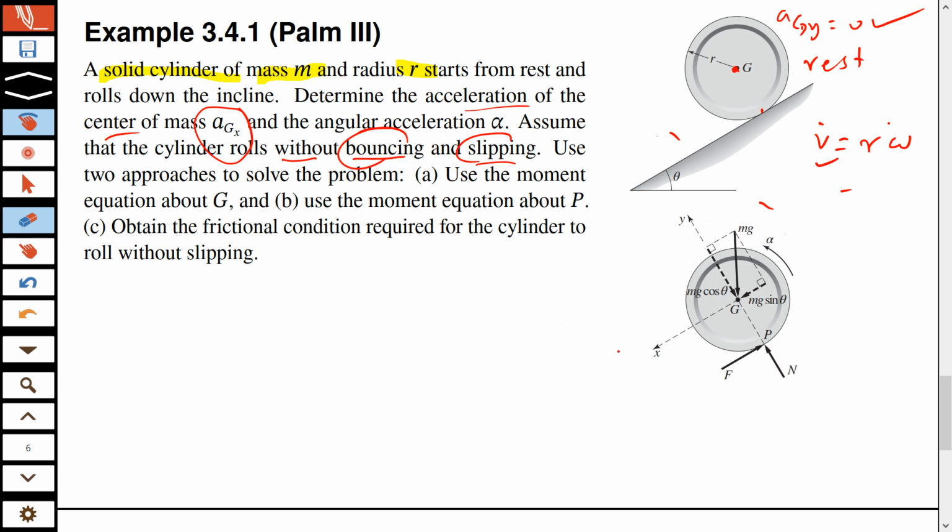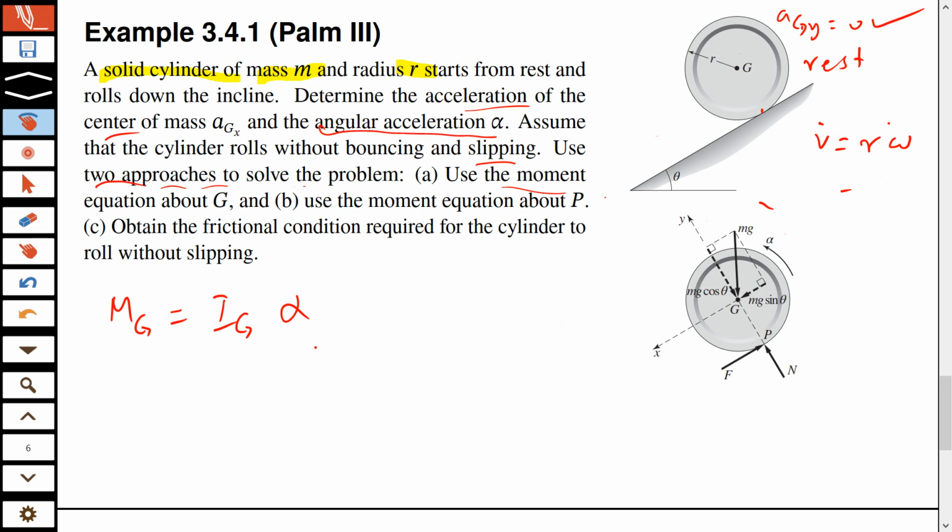Having said that, you have the option of applying two approaches to this problem: use the moment about G and then use the moment about P. So we first go with moment about G. We just write the moment equation about G. So if I write moment about G, I will have mg, and because it is the center of mass, I can simply say Ig omega dot. Yes, omega dot is okay, but I can simply write alpha because I know omega dot is alpha.